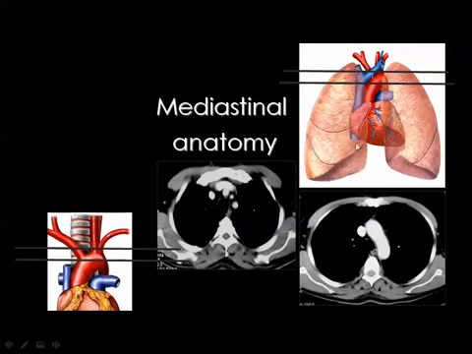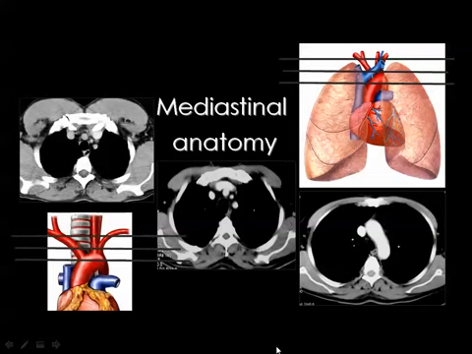Then at that time you will see these two important veins, which are the brachiocephalic or the innominate vein on the left side, crossing the midline to join the right one to form the superior vena cava lower down. Then this is the left brachiocephalic vein, and this is the right one. They will join together to form the superior vena cava in the lower section.